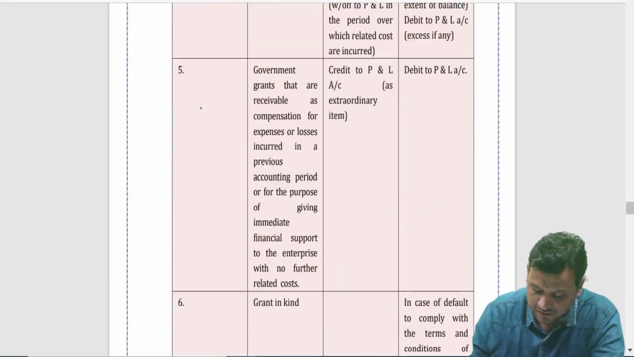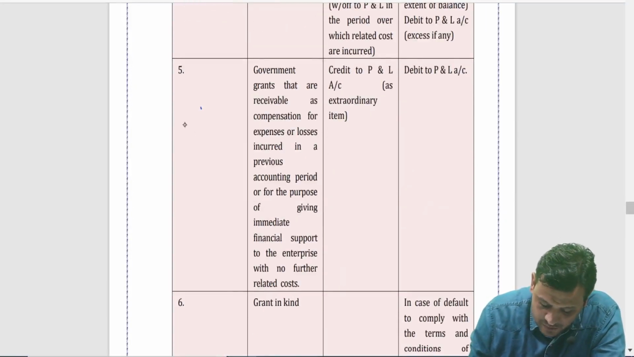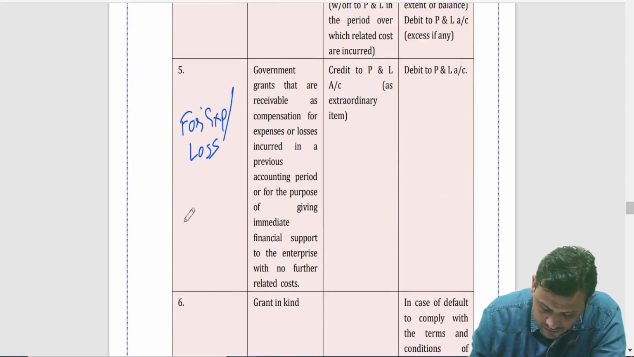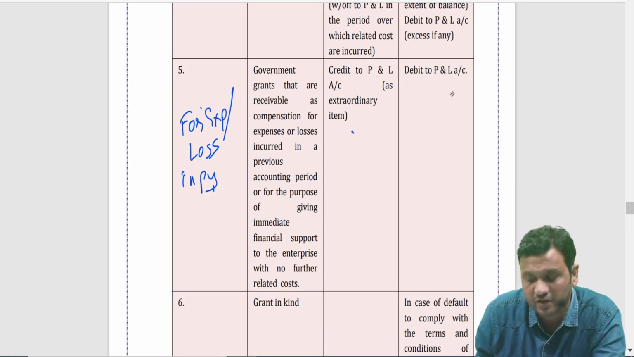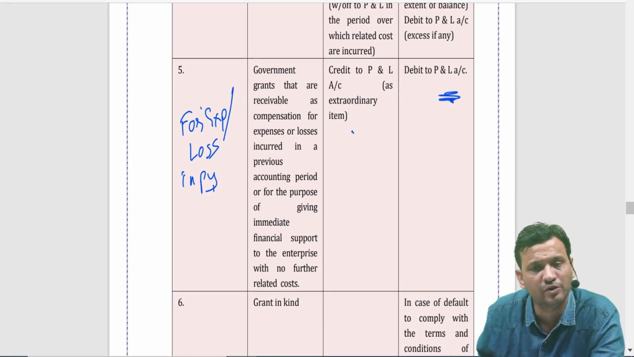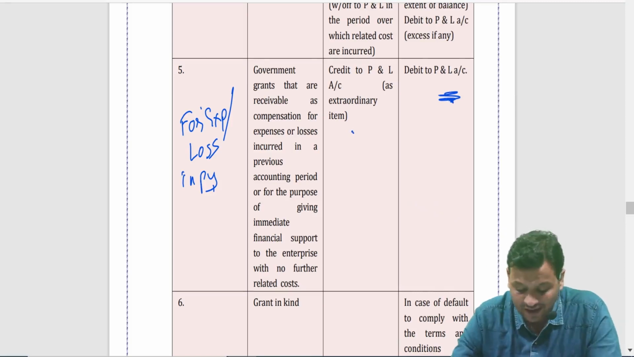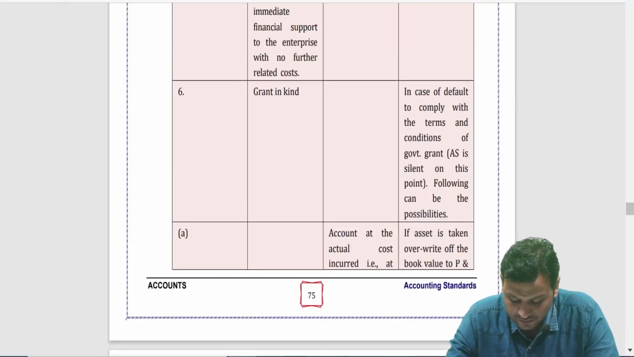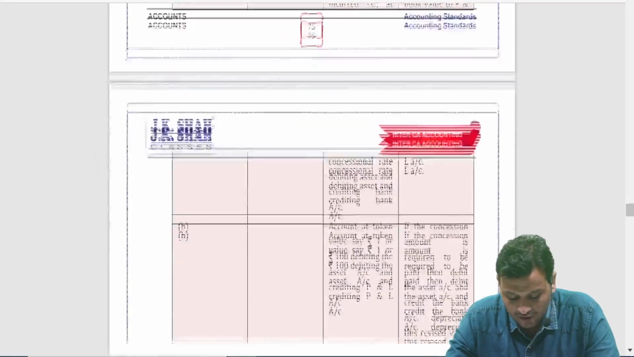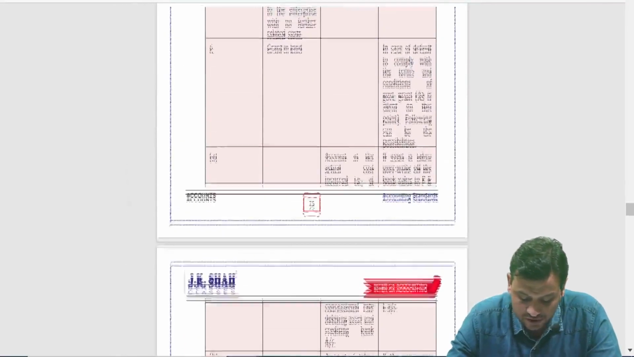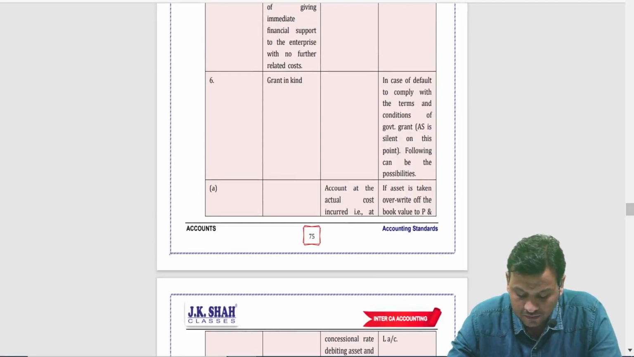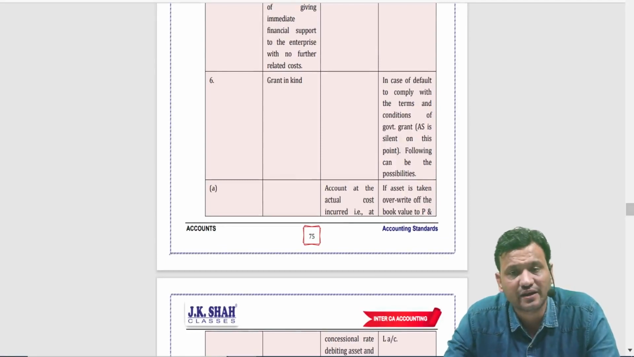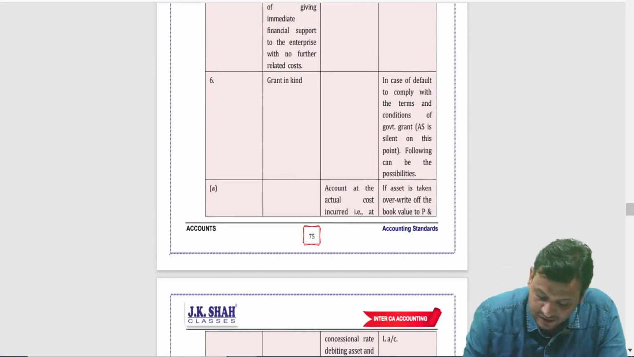Fifth is nothing but for expense loss incurred in previous year. Credit to P&L account as extraordinary, and if the refund is there, this is refund part, debit to P&L. Now, grant in kind. Now my friends, if it is grant in kind, I have two options. A, nothing but asset at concessional rate.